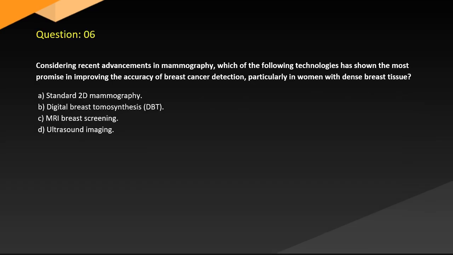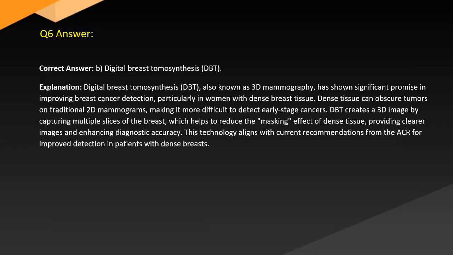Question 6. Considering recent advancements in mammography, which of the following technologies has shown the most promise in improving the accuracy of breast cancer detection, particularly in women with dense breast tissue? A. Standard 2D mammography. B. Digital breast tomosynthesis (DBT). C. MRI breast screening. D. Ultrasound imaging. Answer. Correct answer: B. Digital breast tomosynthesis (DBT).